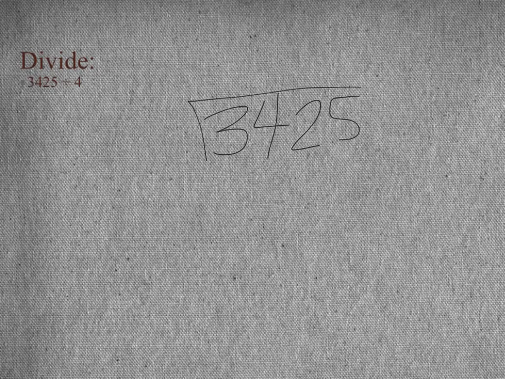Alright, so we have 3,425 divided by 4. So the first thing we look at to see is 4 into 3. Can 4 go into 3? Think about it for a second. Ready? No, it cannot. 4 cannot go into 3 because 4 is bigger. But then I look to my next place value. Can 4 go into 34? Think about it for a second. Why, yes it can. So 4 into 34 is 8. I know that it can go in at least 8 times.